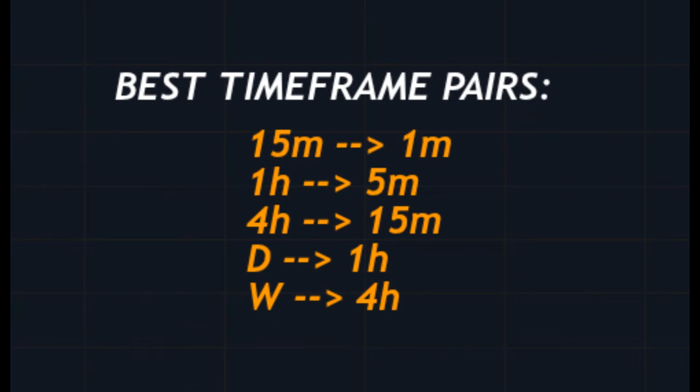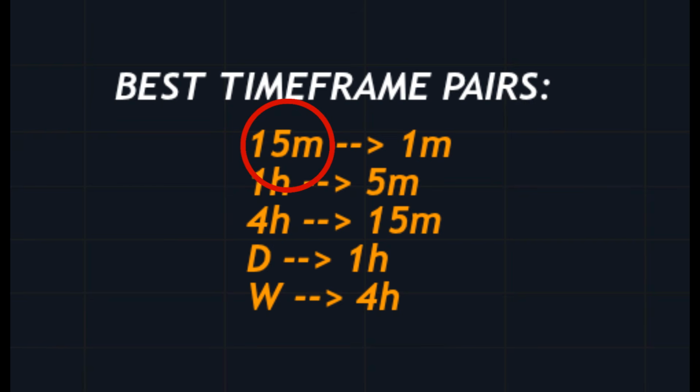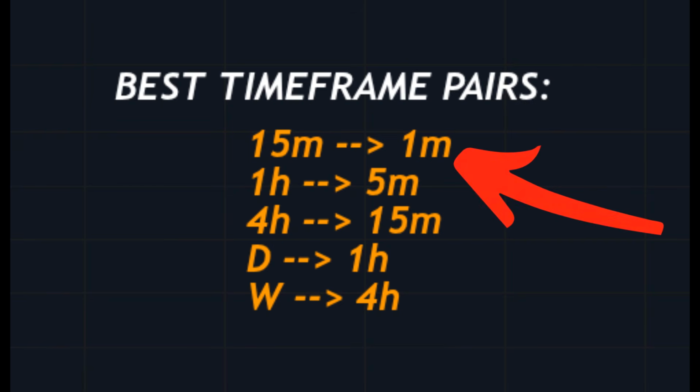These are arguably the best timeframes to pair together: the 15 minute with the 1 minute, the 1 hour with the 5 minute, the 4 hour with the 15 minute, the daily with the 1 hour, and the weekly with the 4 hour. However, make sure to keep in mind that your first time frame is your higher time frame where you frame your setup off of. Your second time frame will be for your entry only. Here's an example on actual charts.